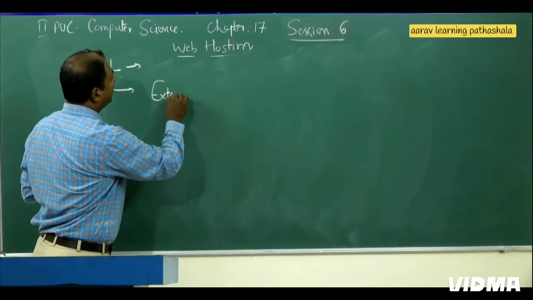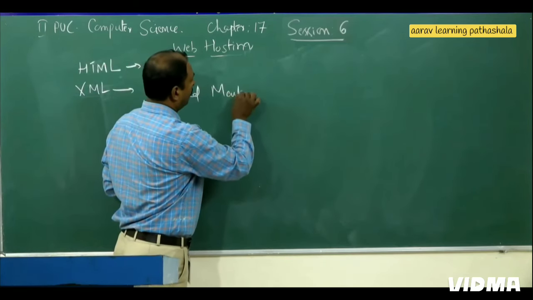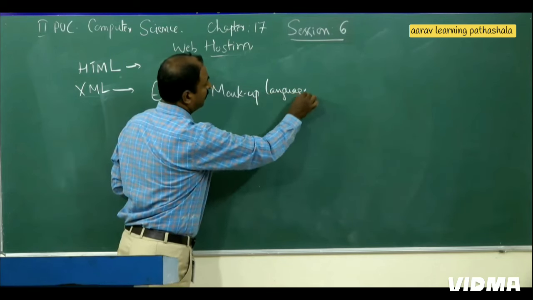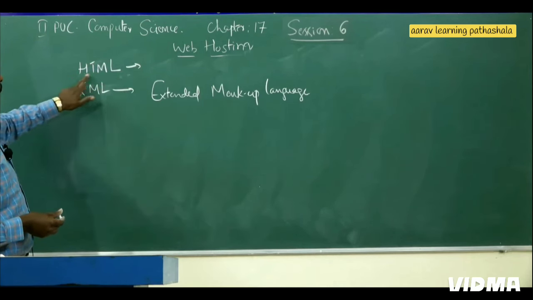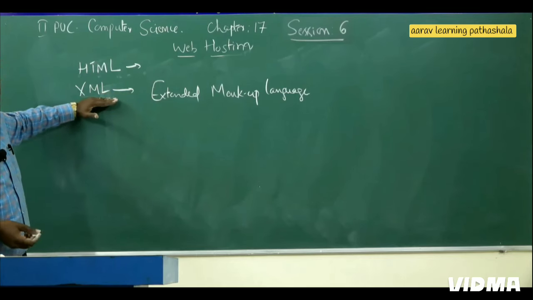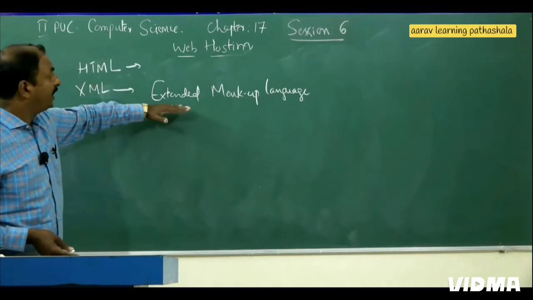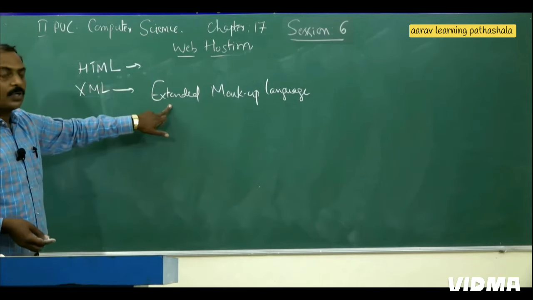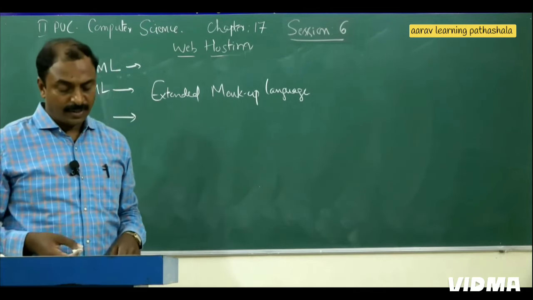It is called an extended markup language. So what is HTML? It is hypertext markup language, again a language. And XML is again a language. Its full form is extended markup language. If I say extended, it is a next version, so it is going to provide different features apart from HTML.